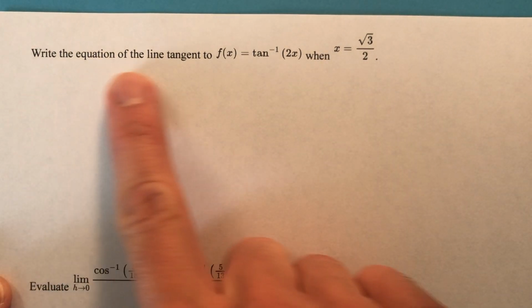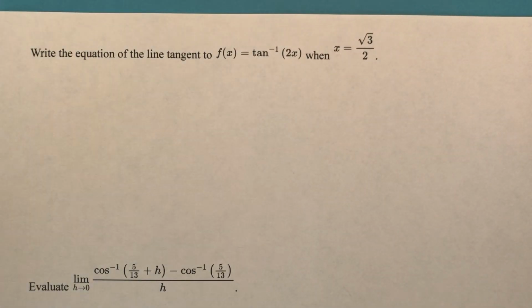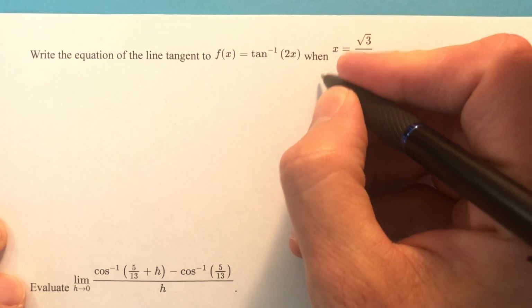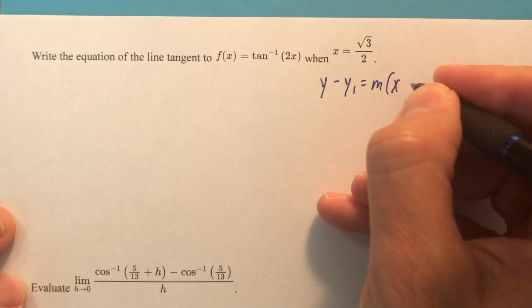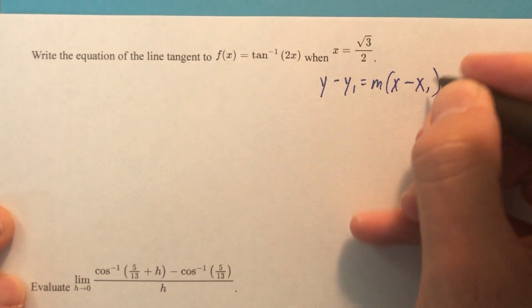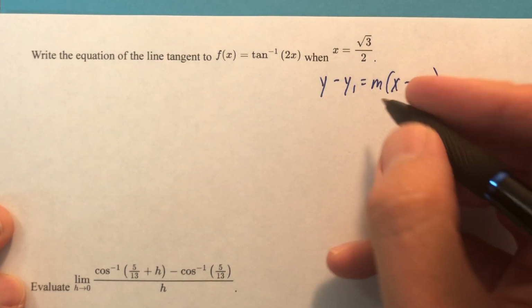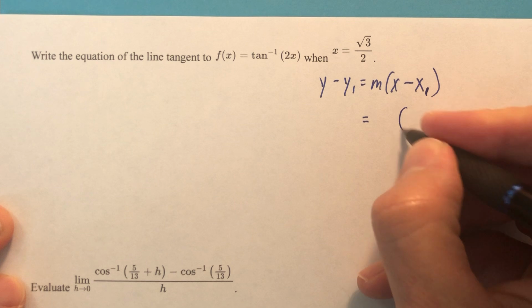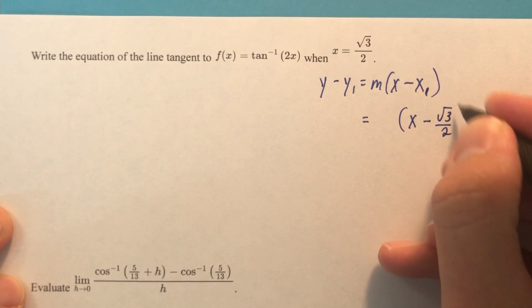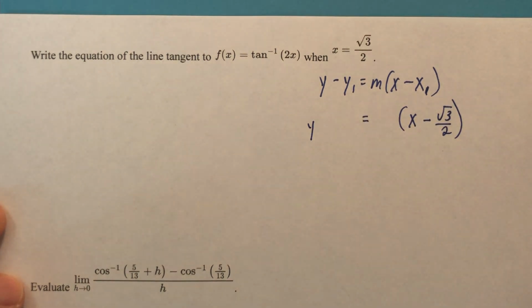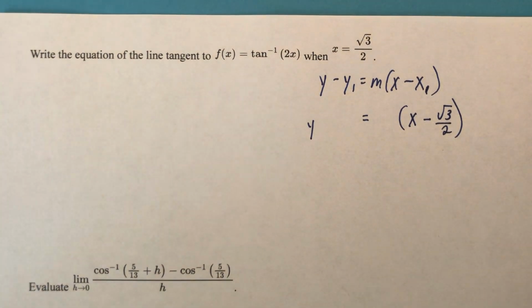When it says write the equation of a line tangent to a graph, I think the best place to start is with the blue pen. Whatever mood hits you, of course. y minus y1 equals m times x minus x1, and we're going to start filling in everything that we know. Well, I don't know the slope yet. I do know that I'm dealing with the point where x is square root of 3 over 2, and I don't know the y value that corresponds to that. So we're going to find that actually, and it's going to be kind of fun.